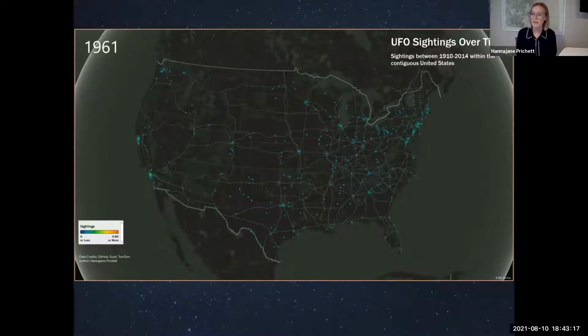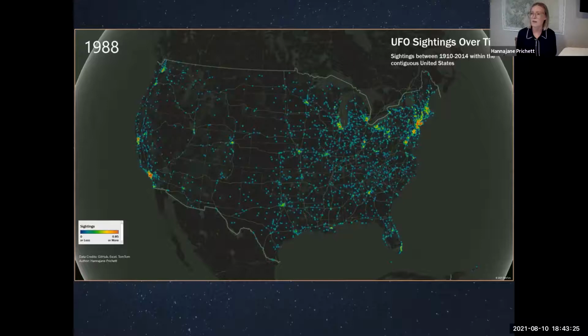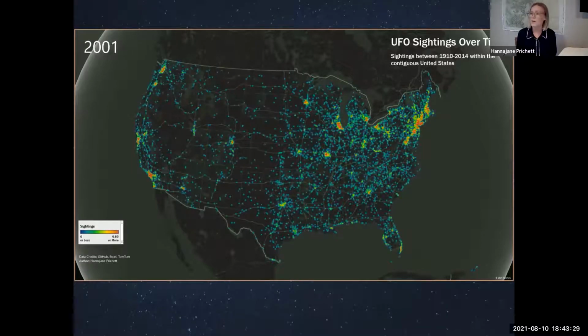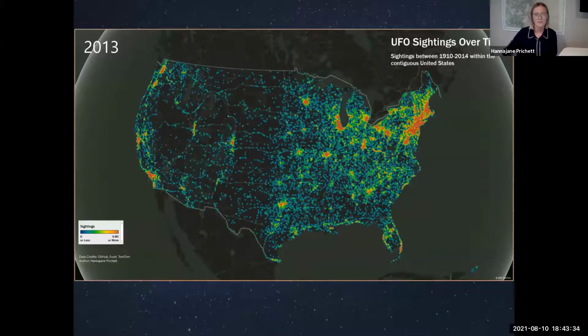You can kind of see here that around 1960 is when the volume of sightings started to grow exponentially. We can see hotspots of sightings popping up in New York City, Los Angeles, San Francisco, Chicago, Houston, so large urban areas.